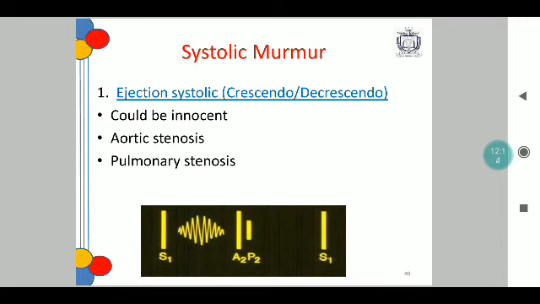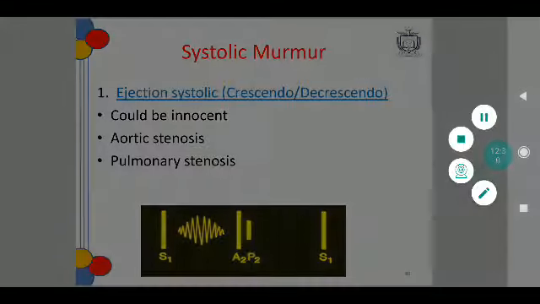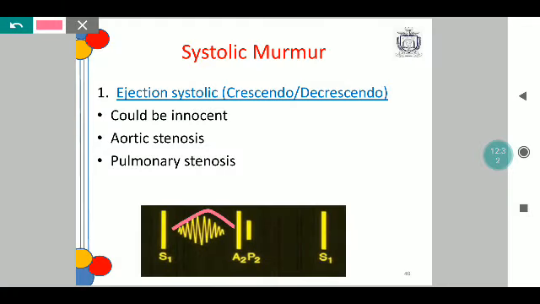So, if we come to systolic murmurs directly, the first type of murmur which I'll be describing is an ejection systolic murmur, which could be innocent or it could be pathological also. It is characteristically described as a crescendo-decrescendo murmur because the intensity of it first will gradually increase and then decrease. This is seen in aortic stenosis or in pulmonary stenosis. So if you see in this diagram here, S1 is shown along with the split of A2 and P2. The murmur is seen only in the systolic phase, so it's a systolic murmur. It is a crescendo, meaning the intensity is increasing, and decrescendo because the intensity is also decreasing.